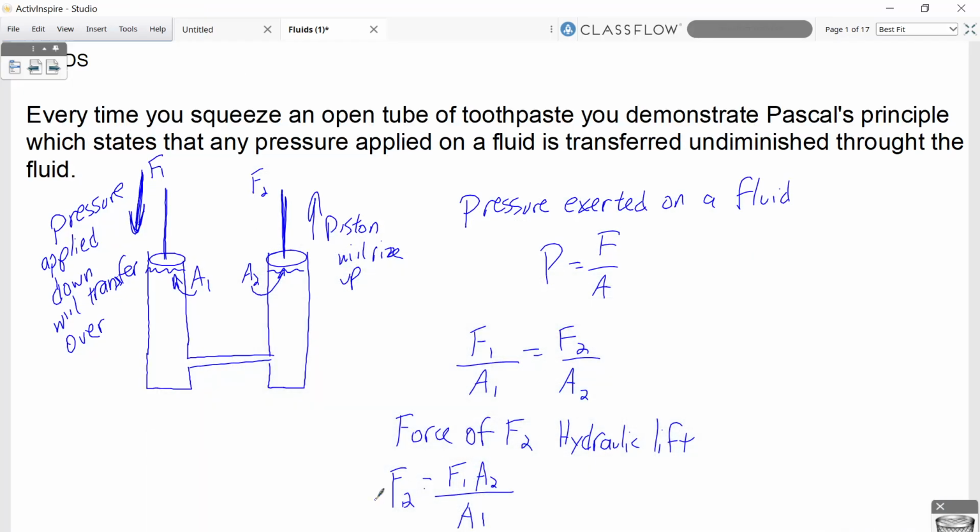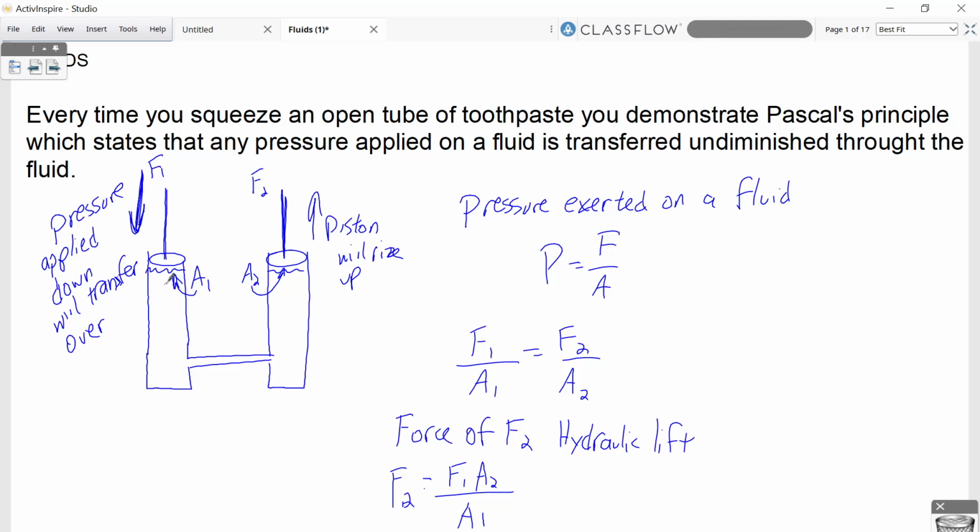Today we're going to be covering fluids. So every time you squeeze an open tube of toothpaste, you're demonstrating something called Pascal's principle, which states that any pressure applied on a fluid is transferred undiminished throughout the fluid.